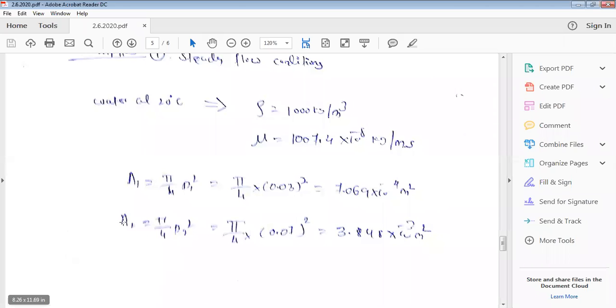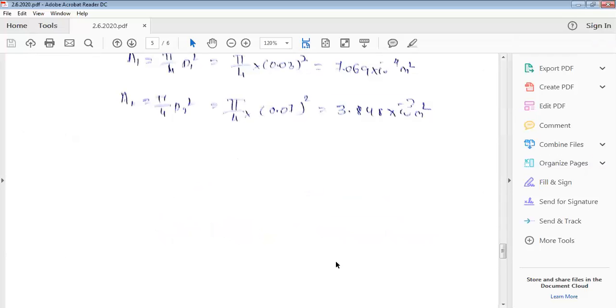Next, similarly, the area at the exit is pi by 4 d square. This d is nothing but the exit diameter. How much? 7 centimeter is given. I convert it into meter and it leads to an answer of 3.484 into 10 raised to minus 3 meter square. Of course, this area is bigger as compared to A1, because the diameter is more. Just see here, it is minus 3 and here minus 4. This quantity is bigger as compared to this one.